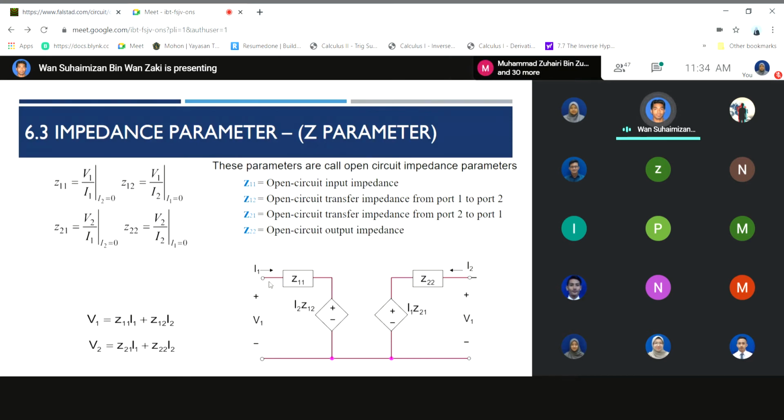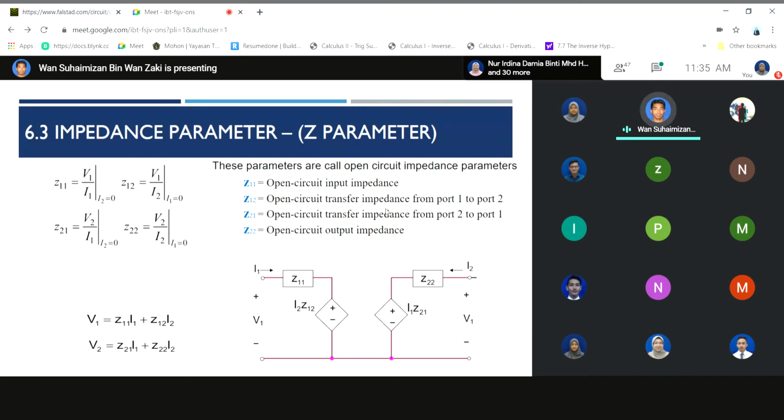If you can see here, we have Z11, we have a voltage dependent source, Z12 I2, and then on the right side, we have Z22 and Z21 I1, right? So this is the equivalent circuit for Z parameter. After you get the Z parameter, basically you can come out with this equivalent circuit for Z parameter.